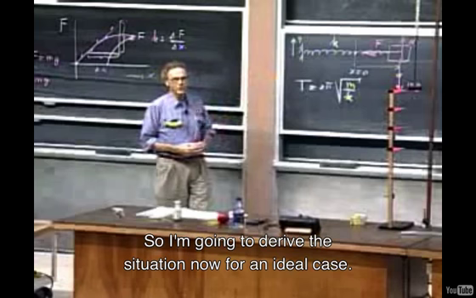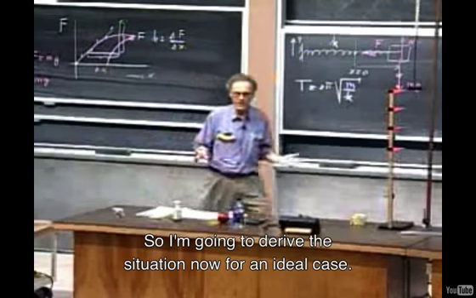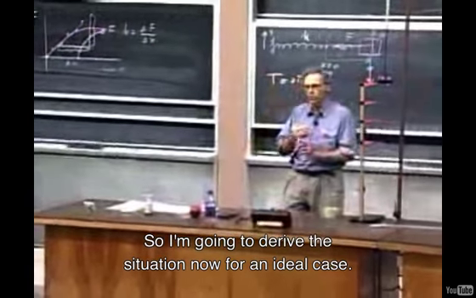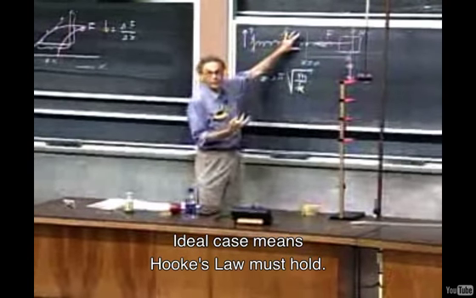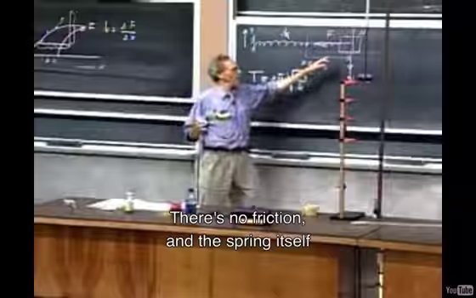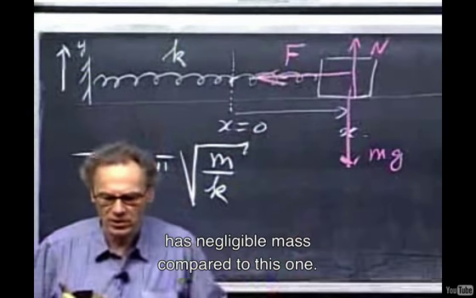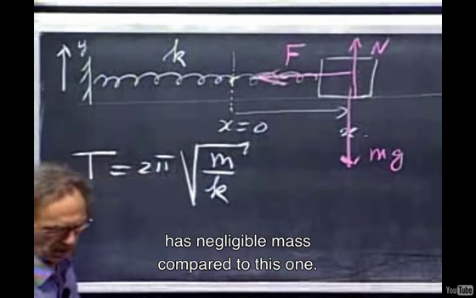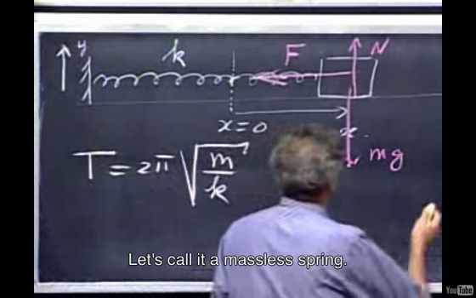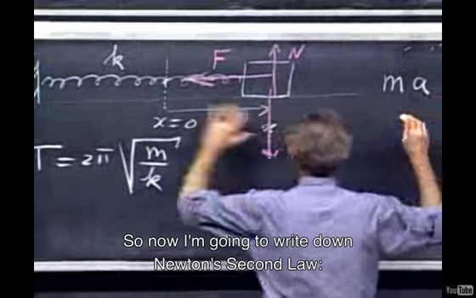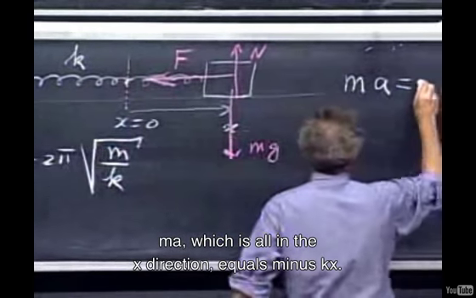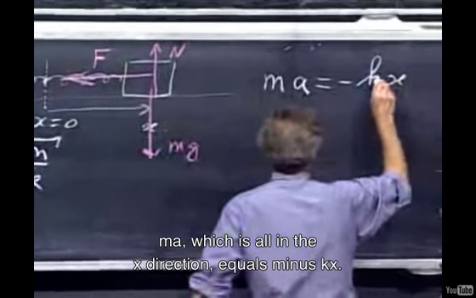So I'm going to derive the situation now for an ideal case. Ideal case means Hooke's law must hold, there is no friction, and the spring itself has negligible mass compared to this one. Let's call it a massless spring. So now I'm going to write down Newton's second law, ma, which is all in the x direction, equals minus kx.